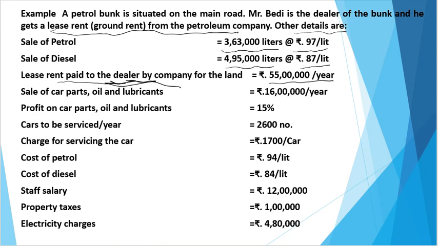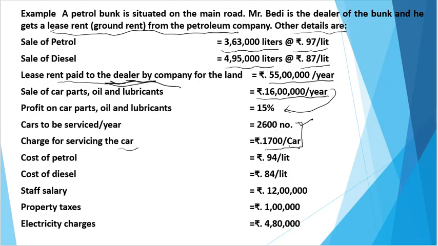Sale of car parts, oil and lubricants is 16 lakh per year. Profit on car parts, oils and lubricants means he will be getting 15% profit over this 16 lakh. Cars to be serviced per year is 2600. Servicing cost per car is 1700, so the total cost will be 2600 into 1700.